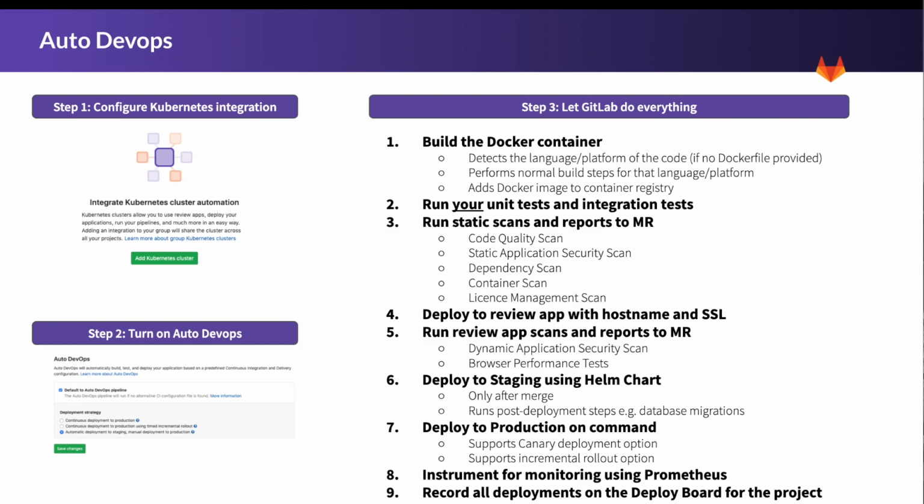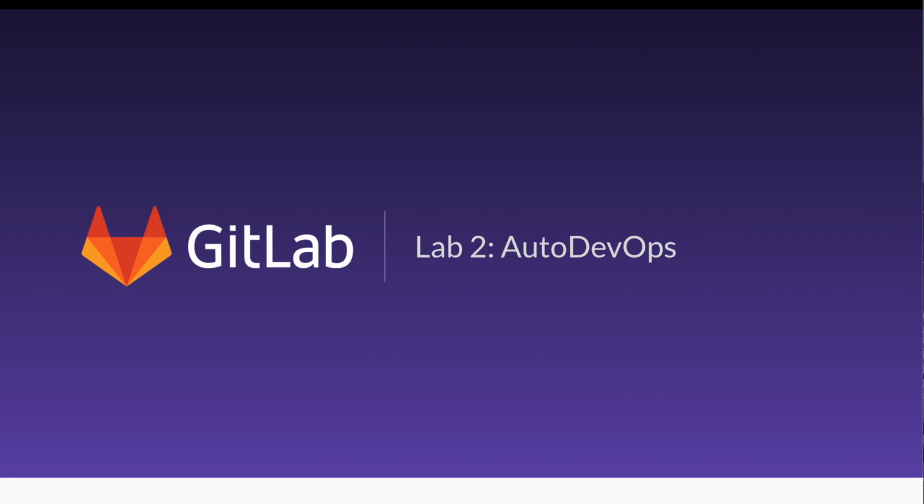AutoDevOps will containerize your application via Docker, run any existing unit and integration tests, perform code scans, security, license scans, and provision a review app. It'll also handle deployments and more without you having to write any automation. It's pretty cool. Now, let's get into our lab 2, AutoDevOps.